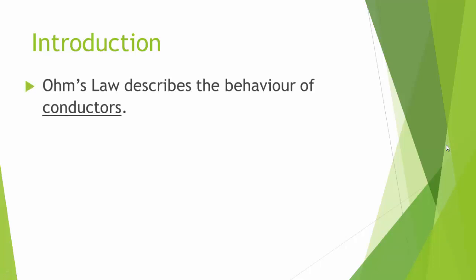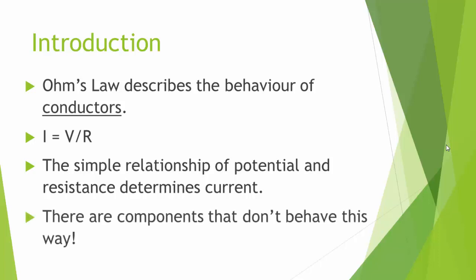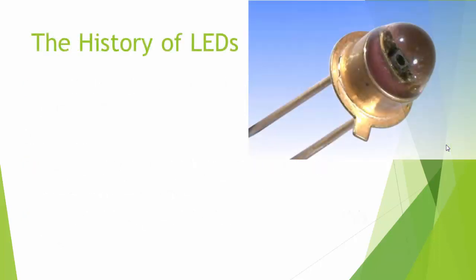So, we've already talked about conductors and how Ohm's law describes how current flows through them. Specifically, current's equal to voltage or potential divided by resistance. So this simple relationship determines the current that flows through a conductor. It's worth noting that there are components that don't behave according to Ohm's law. So, as the title would imply, LEDs are one of these.